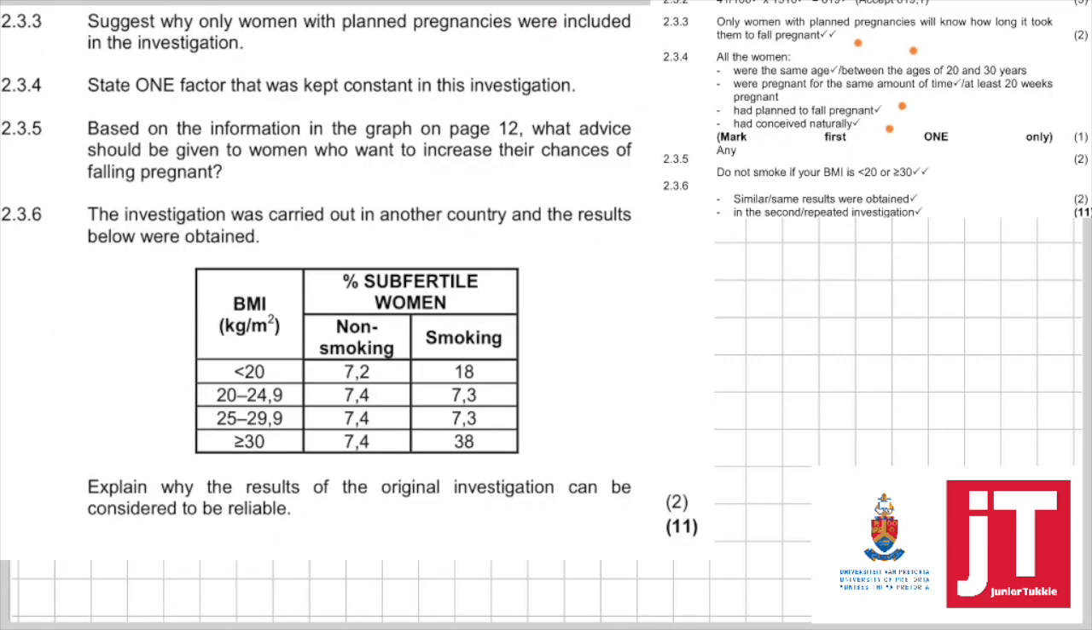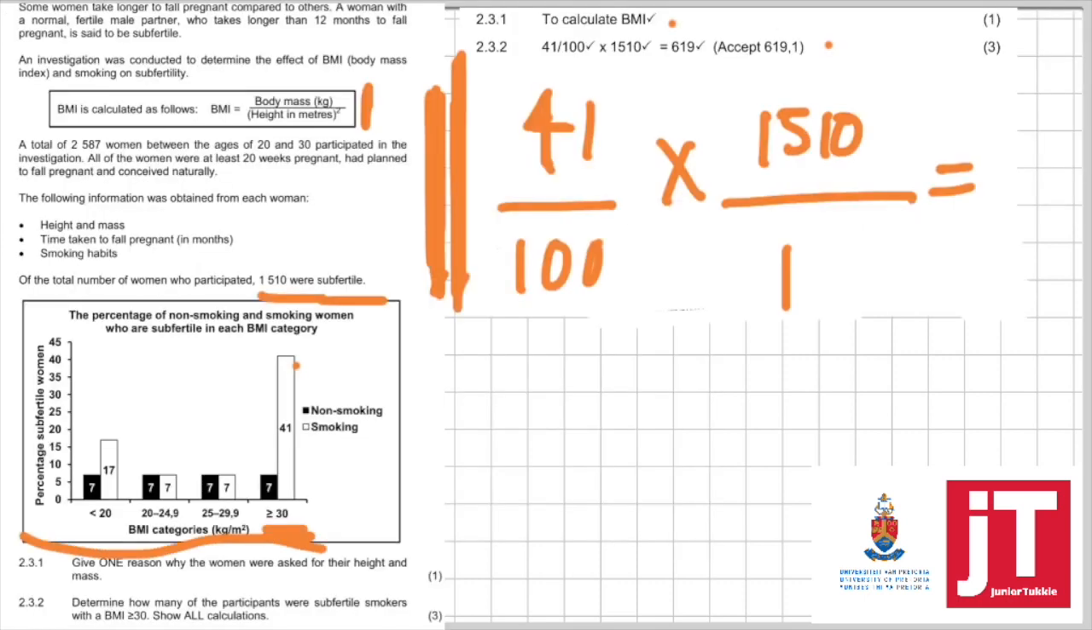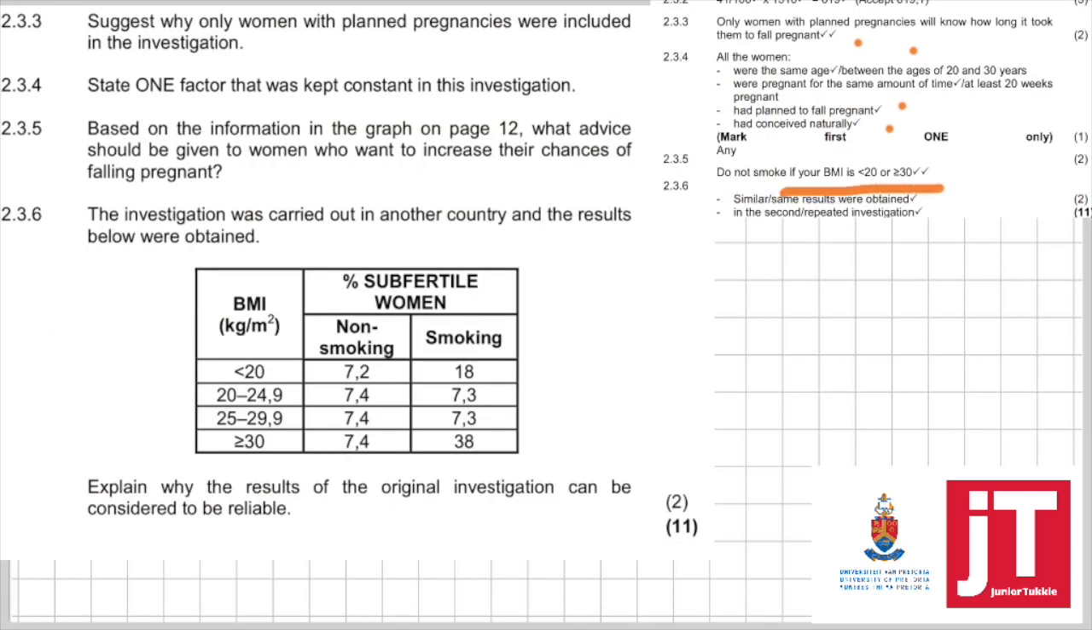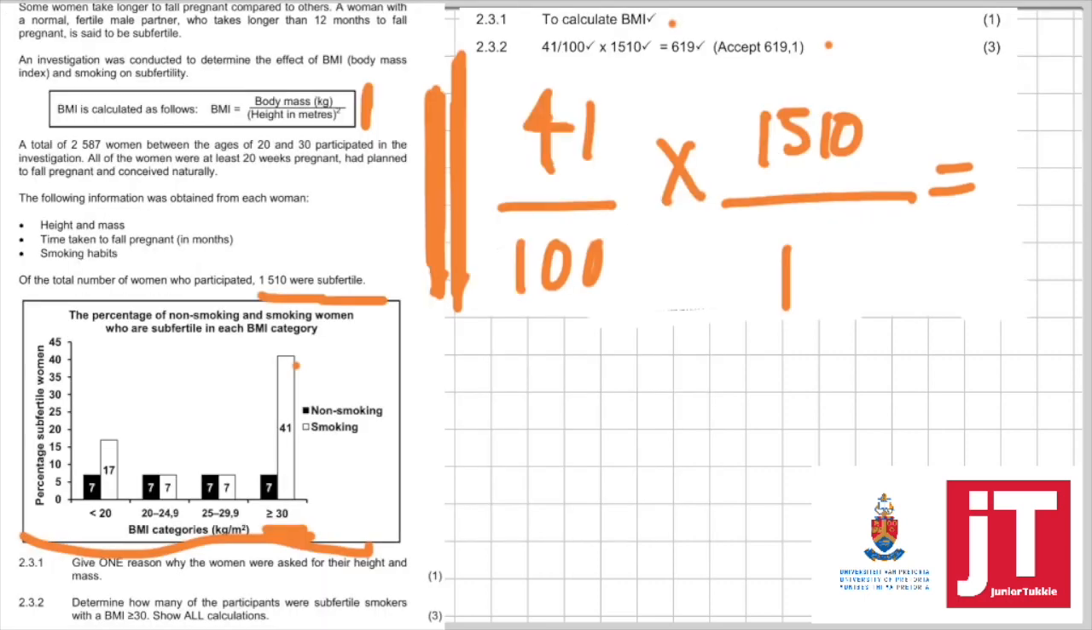2.3.5. Based on the information in the graph on page 12, what advice should be given to women who want to increase their chances of falling pregnant? If you're looking at this information on the graph, what advice would you give them? Do not smoke if your BMI is between 20 and 30. If you look at your graph, you can see the percentage of subfertile women. So from here, this is where we got our answer.